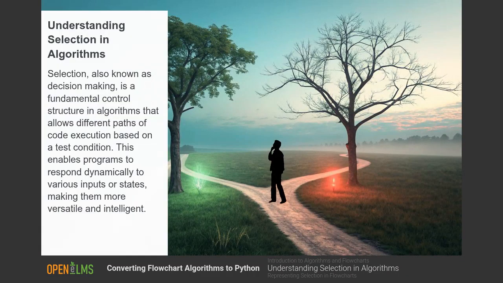Understanding selection in algorithms. Selection, also known as decision-making, is a fundamental control structure in algorithms that allows different paths of code execution based on a test condition. This enables programs to respond dynamically to various inputs or states, making them more versatile and intelligent.